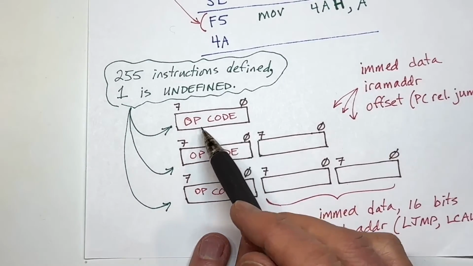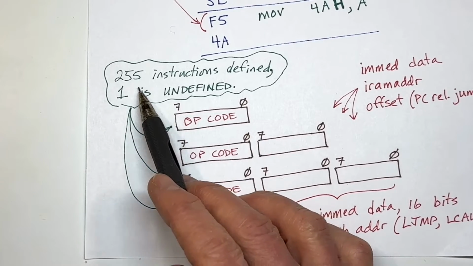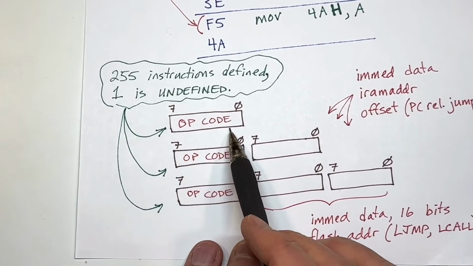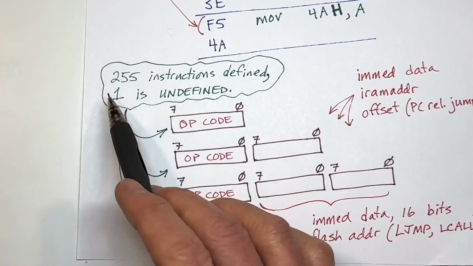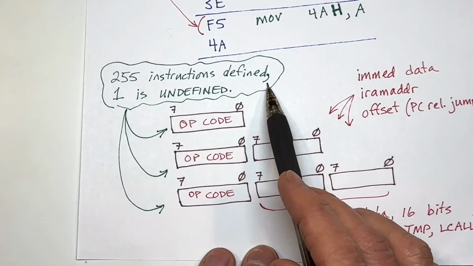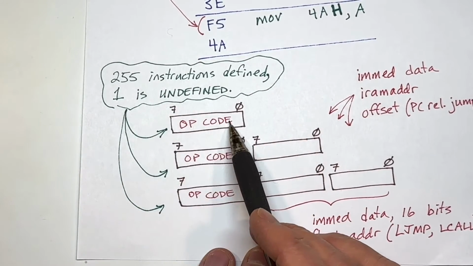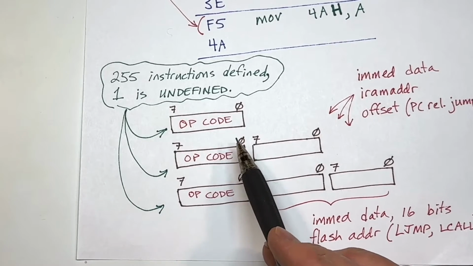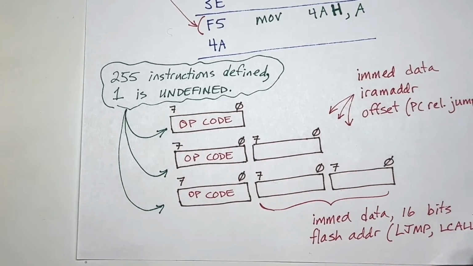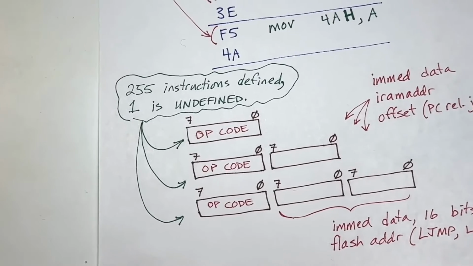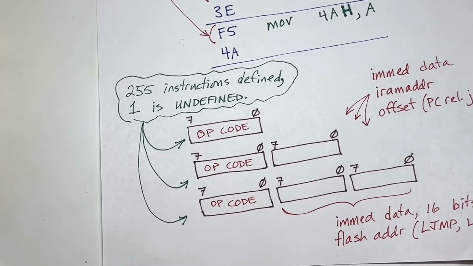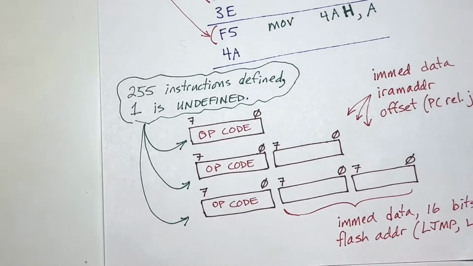So with 8 bits of opcode, we have up to 256 different combinations. 255 of those are defined, and the final opcode is left as undefined, and so that might be used for something specific to a particular implementation of the 8051. But basically, the opcode space is full.